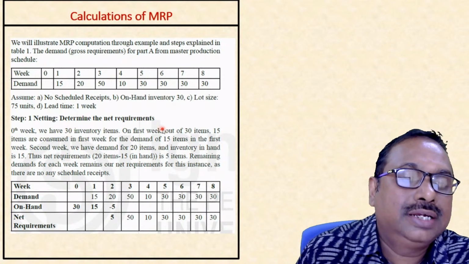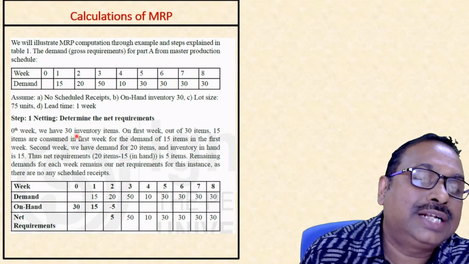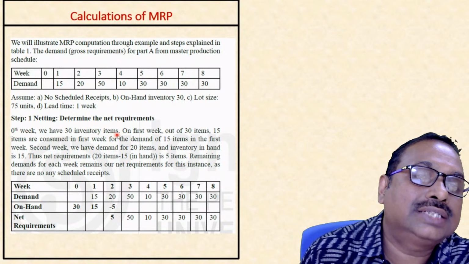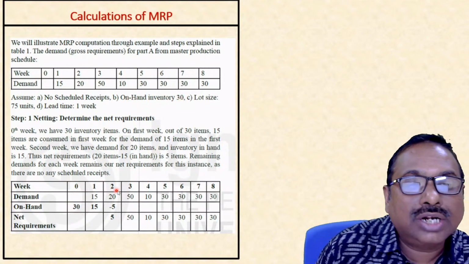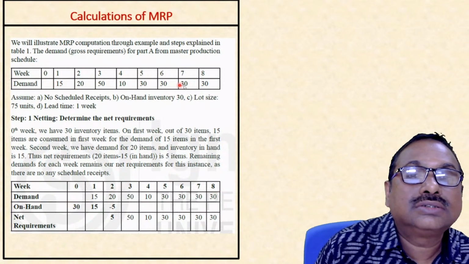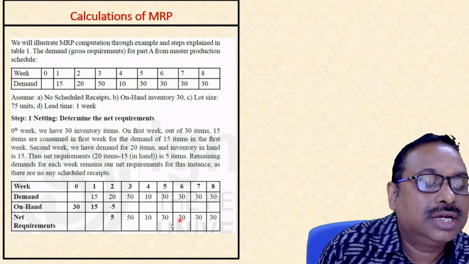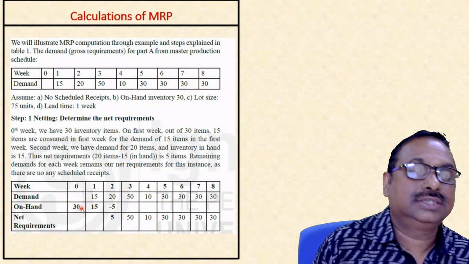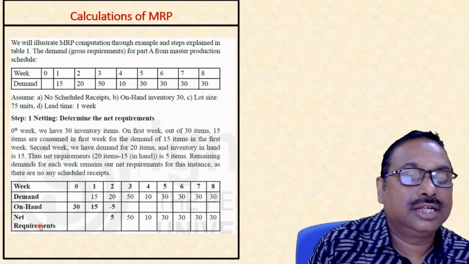So we'll determine the net requirement. In week 0, we have 30 inventory items, as the opening inventory is 30, right? So here weeks 0, 1, 2, 3, 4, 5, 6, 7, 8. Demand is the demand from the master production schedule, 15 to 30, and on hand is 30, right?